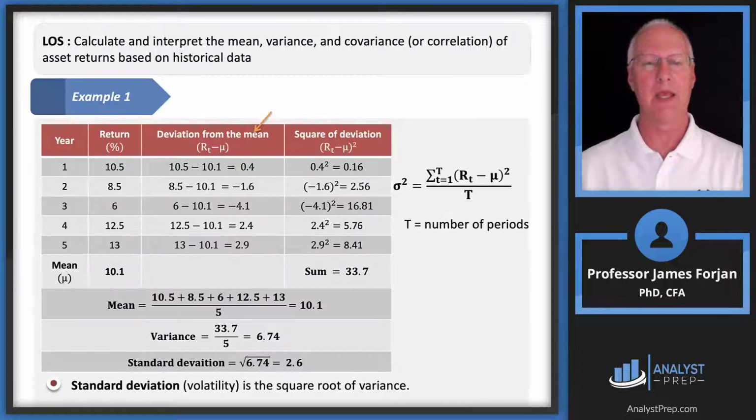Remember back here on this table, notice what we did. We took 10, I'll just do the first year. We did 10.5 minus 10.1 equals 0.4. Well, imagine that that was for asset A, and imagine there was another column for asset B. And we did the same thing for asset B. We took the year 1 return minus the mean return for asset B, and we got a difference. And that's all we're going to do here.